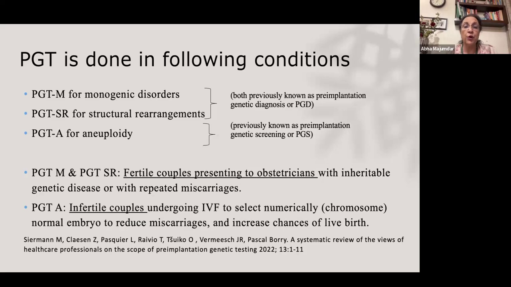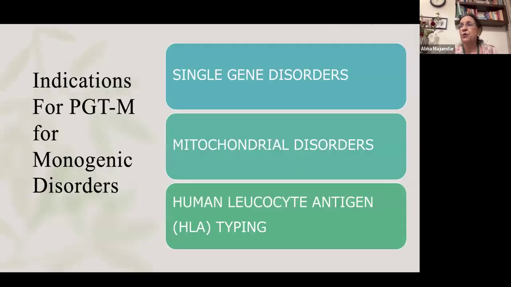And here, if you want to reduce the time to pregnancy, then you can select the numerically normal embryo to reduce the miscarriage rate and increase the chance of live birth and reduce the time to pregnancy. So we'll come to all these three.